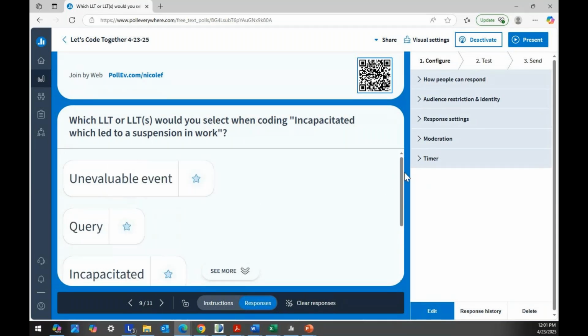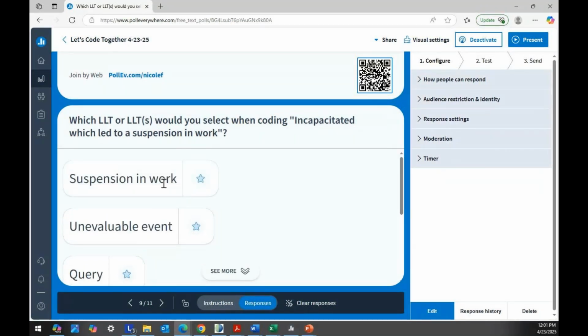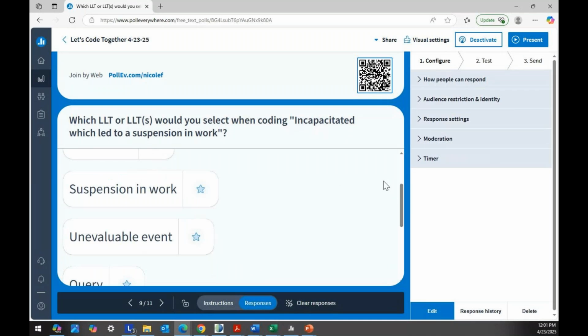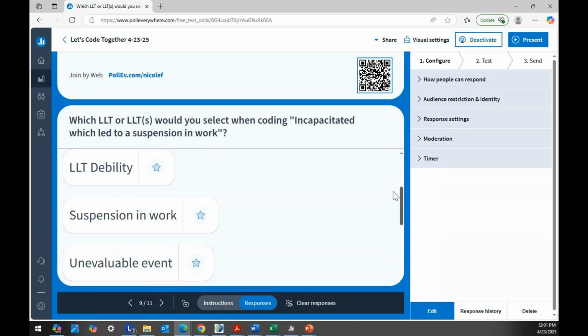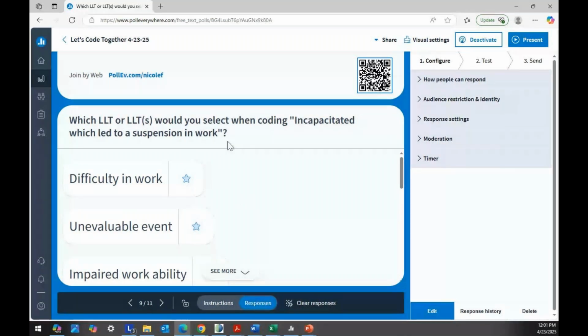All right, we're getting some responses in now. A lot of unevaluable event. Ability, okay, very interesting. All different types of responses here for this one. This is very interesting to see what people are coming up with. Impaired workability. All right. Difficulty in working. Okay, that is true. If you can't work, there's difficulty. All right, give a little more time for everyone to search the browser.